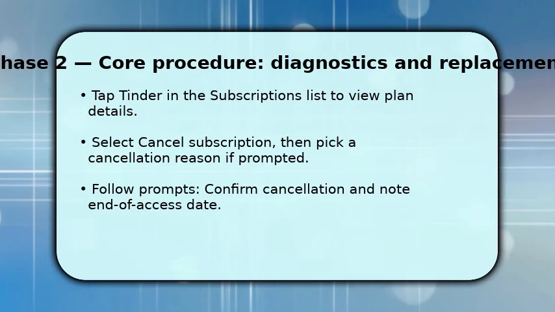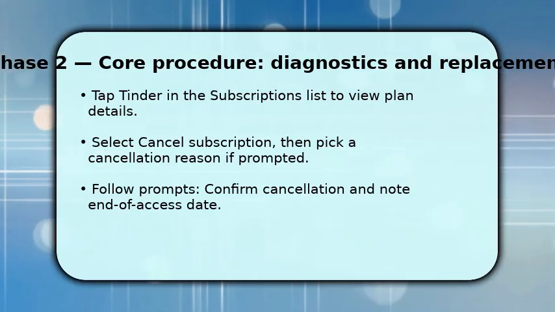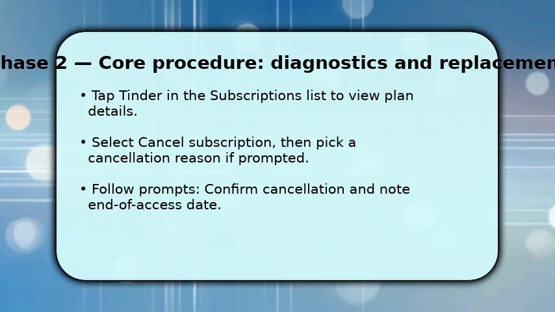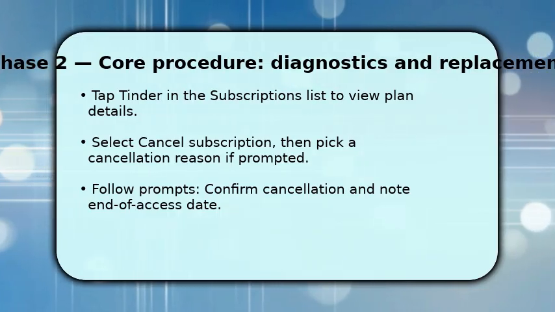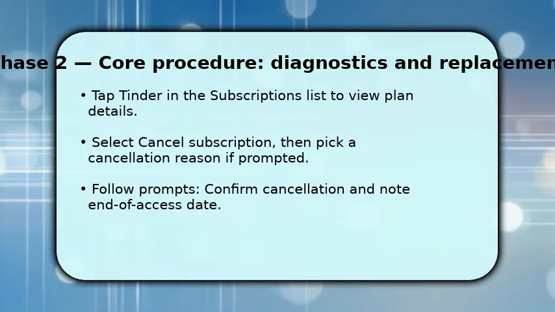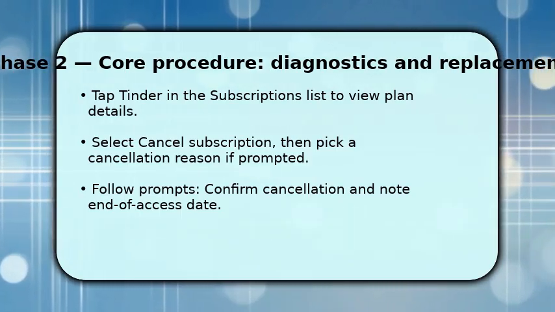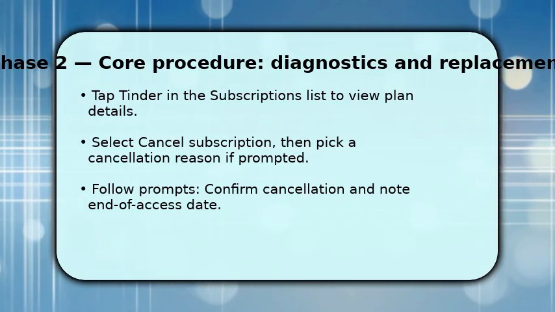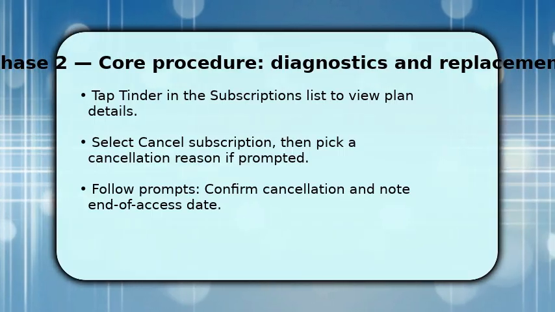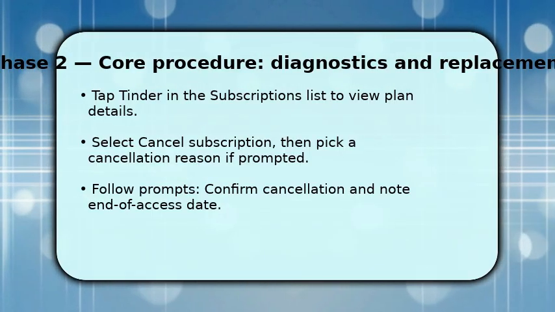Then press Cancel Subscription. Google often asks you to pick a reason, which does not affect cancellation, but helps them improve. Confirm your choice when prompted. This stops future renewals. Make sure to read the confirmation screen so you understand access until the end of the billing period. You keep benefits until that date, so no immediate service loss happens.